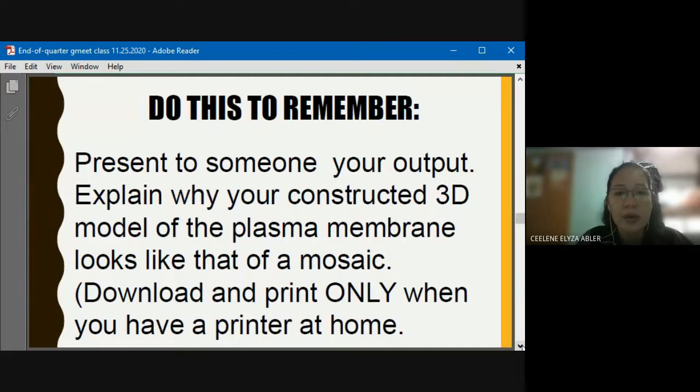Right. So, meron kayong activity actually that you can perform at home. Kung may printer kayo, you can print it out. You can construct a 3D model of your plasma membrane to make it look like a mosaic. So, meron kayong printable na PDF na version na available sa Google Classroom to make your own plasma membrane. Para makita niyo siya, ma-visualize niyo siya, makita niyo talaga anong mukha ng isang plasma membrane. And you can download and print it if you have a printer at home.